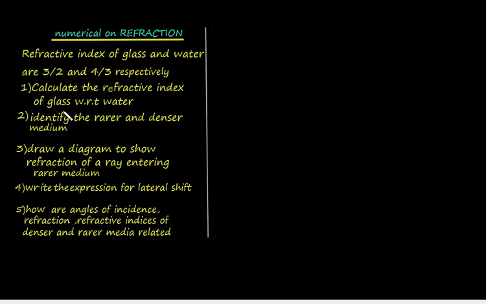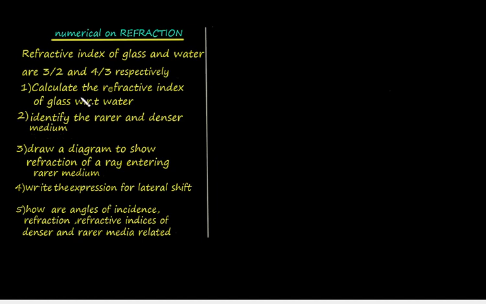Let us try doing the first section. Calculate the refractive index of glass with reference to water. What are the quantities that are given? You are given the refractive index of glass as 3/2 and that of water as 4/3. They have used the word here respectively. So these values are in the same order as the names of these media are given. So refractive index means absolute refractive index.